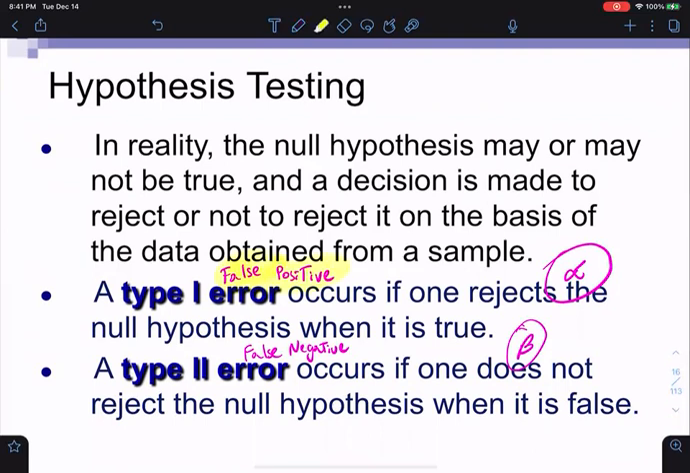Then sometimes we have the type 2 error, when we fail to reject when it's false, right? So the first one is reject when it's true, and the second one is fail to reject when it's false. This is the type 1 error, sometimes called a false positive, and you have the type 2 error, which is a false negative. Sometimes we refer to the type 1 error as alpha, and the type 2 error as beta, right? So make sure that you understand these things, okay?